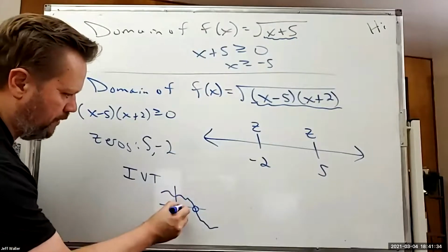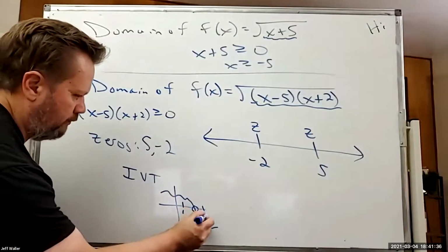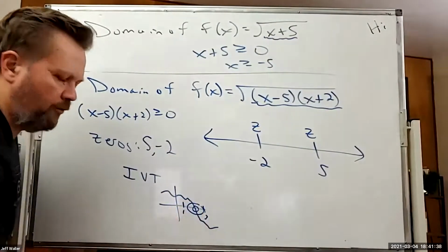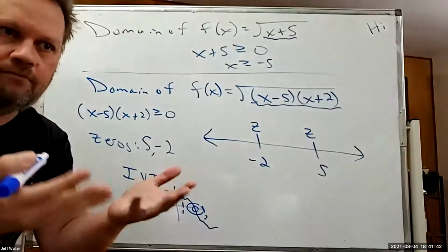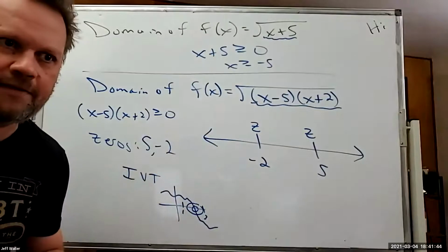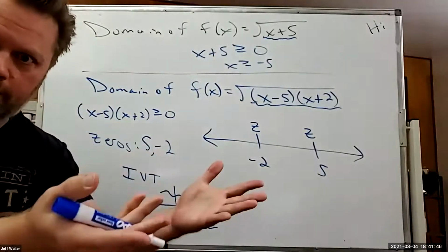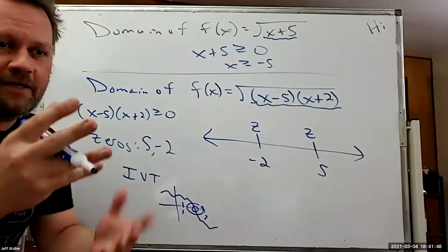If the function is positive at 1 and negative at 3, then there must be a 0 somewhere in the middle. It has to go through it, right? That's all it says. It's a really dumb thing, to be honest. It's like, well, amazing, it's got to go through to get there. But it's actually really cool.